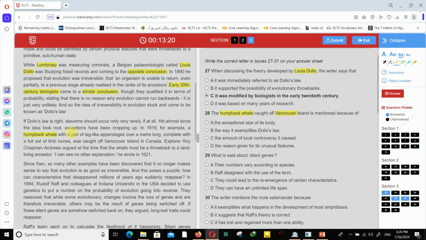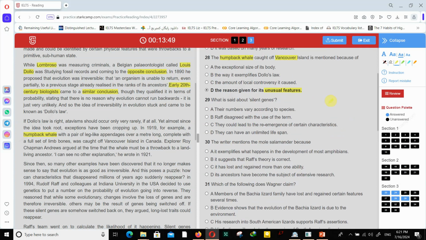Here it says that humpback whale with a pair of leg-like appendages over a meter long, complete with a full set of limb bones. Okay, here he was talking about its unusual features actually. And D is the right answer, the reason given for its unusual features. Again, moving forward to the next question.